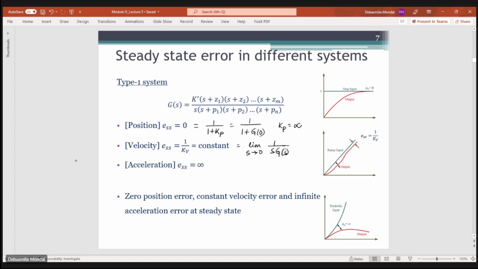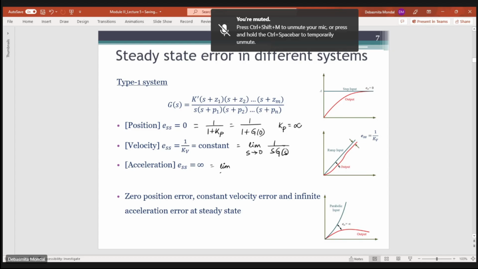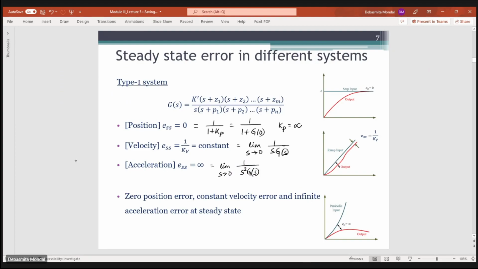And if you want to see the steady state error for a parabolic input, in case of parabolic input also, we will see that the ess value is equal to limit s tends to 0, 1 by s square G(s). And this value, limit s tends to 0, s square G(s), is actually equal to 0. So that means you will have infinite steady state error when you are providing a parabolic input.